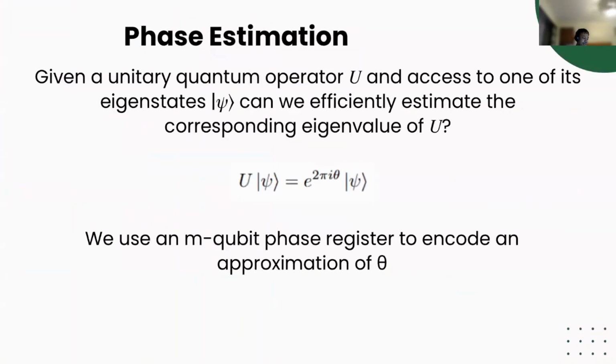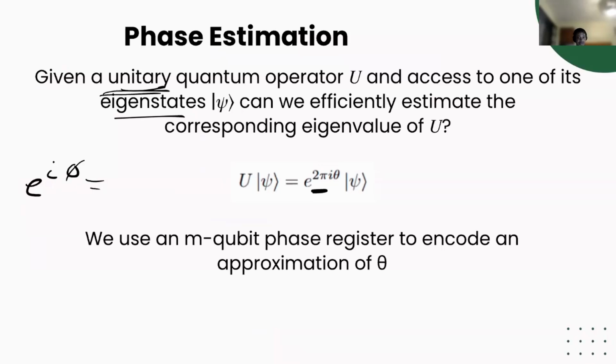Given a unitary, and emphasis on unitary, quantum operator U, and access to one of its eigenstates, can we efficiently estimate the corresponding eigenvalue of U? You'll notice here that I have this 2 pi i theta. Remember that a unitary matrix has a magnitude of 1. So typically you'll have this be your eigenvalue, but we want to estimate theta. And in order to do so, we need a unique value of theta.